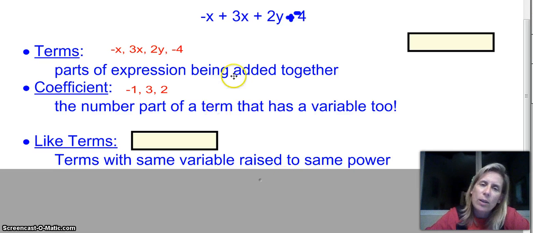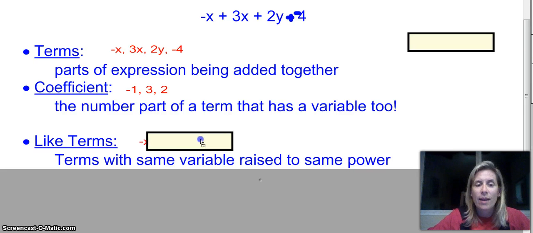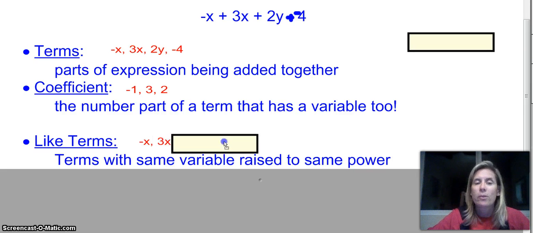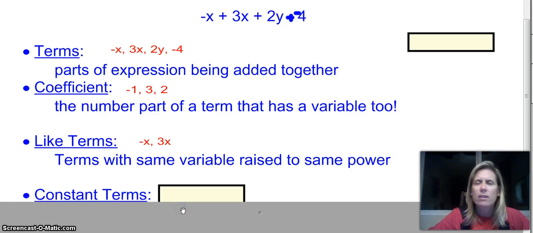But as we look at this example again, which of the 4 terms are like terms? Which have the same variable to the same power? And I hope you see -x and 3x. Good. They are the only like terms in this expression. So we could combine them, and that's what we're going to do next. But before we do, we have one other concept, and that is constant terms.